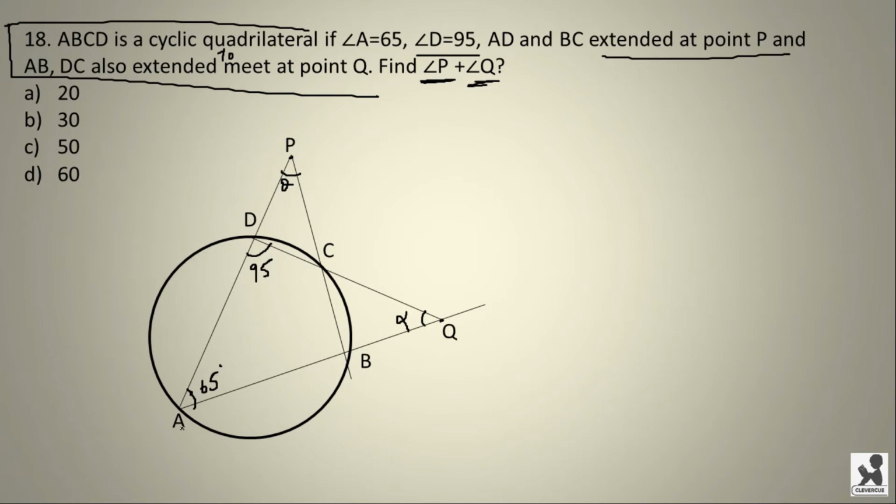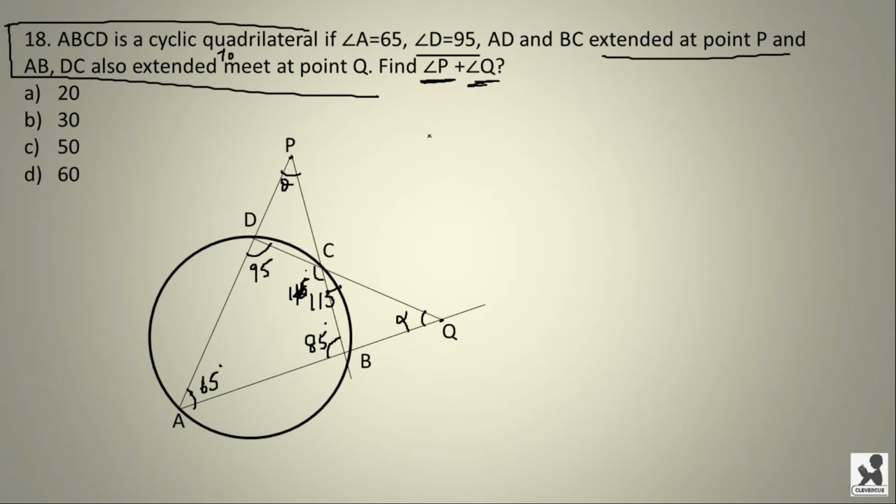Now we can see that ABCD is a cyclic quadrilateral, and hence the sum of opposite angles will always be 180 degrees. So this is 65 degrees and angle C will be 115 degrees. Similarly, angle CBA will be 85 degrees. I hope you guys understand. This is 115 degrees.